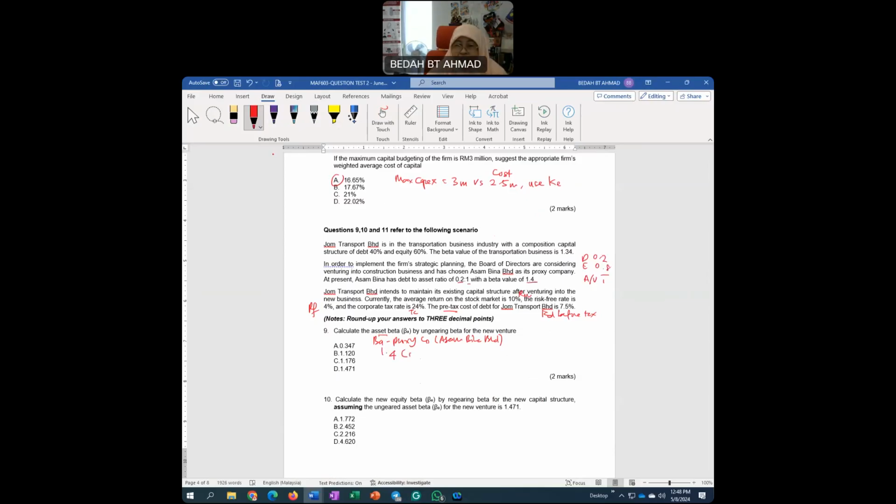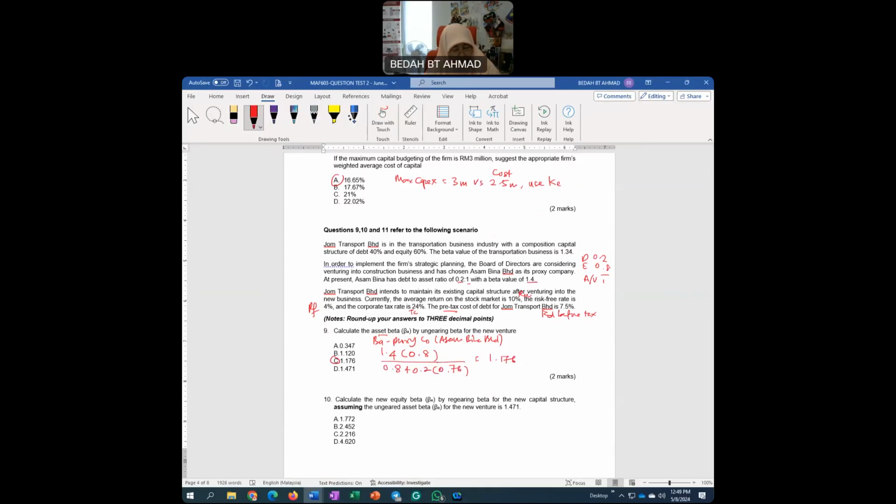So 0.8 is the value of equity Asam Bena. Then divide by value of equity Asam Bena plus value of debt Asam Bena 0.2. And don't forget 1 minus TC, tax rate is 24%. So 0.76. So you get the beta assets here is 1.176. So the answer is C.